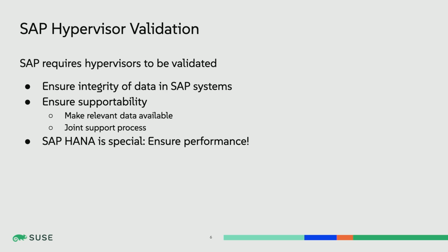Also, if there are problems, we need to make sure that we have the right tools in place and the right processes in place to be able to support you, to be able to find root causes and fix what has gone wrong. And especially with SAP HANA, it's also about performance. SAP HANA is a database that's all about performance. So for all these reasons, SAP requires us to validate our hypervisor.